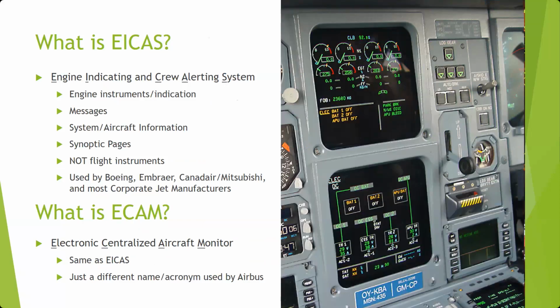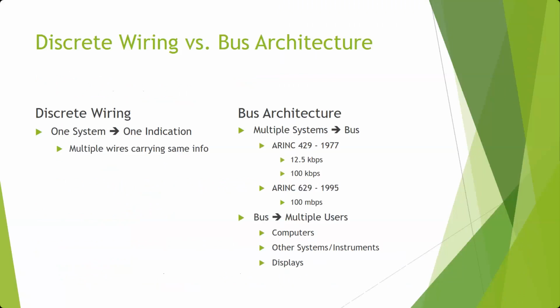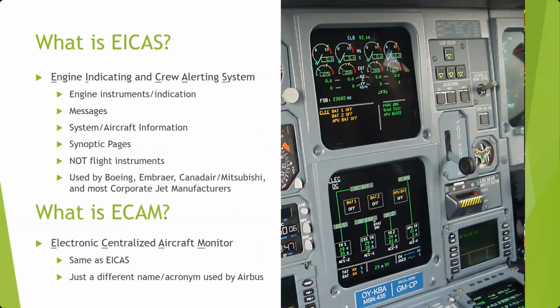Okay. Here's another aircraft. This is a 4-engine aircraft with an ICAS system. I don't remember what this is out of, honestly, but another ICAS system. Here the messages are down below on the primary display, some systems information on the secondary display. So anything you work on today is going to probably have ICAS or ECAM in it.